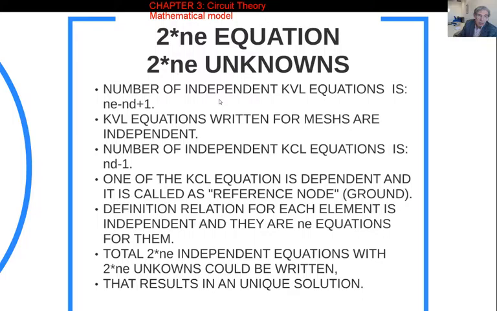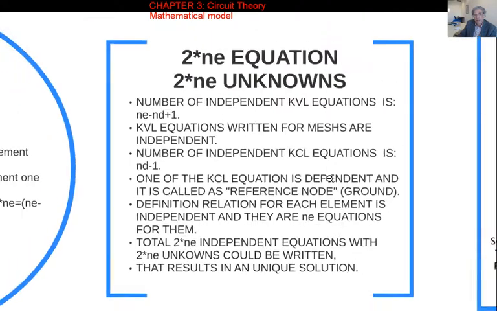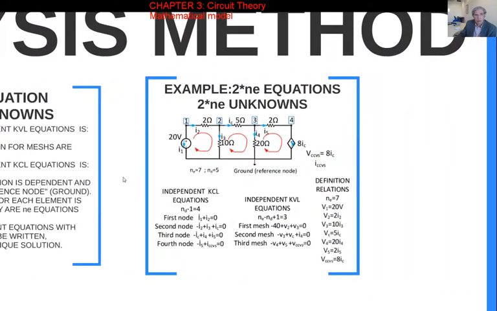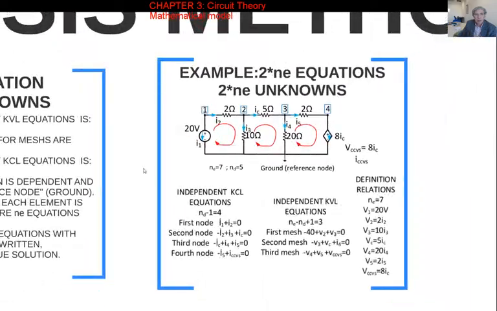That means write the Kirchhoff voltage law equations for the meshes. Choose one of the nodes as a reference or ground and write Kirchhoff current law equations for the other nodes. The number of Kirchhoff current law equations that you're going to write is ND minus 1. And write the NE definition relations. So that's the mathematical model. Let's come to the next step: give an example and repeat what we said here on the example.